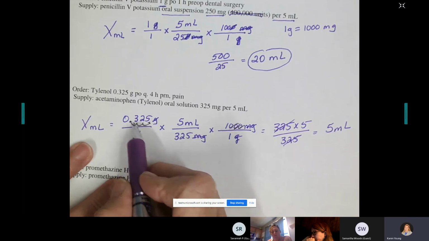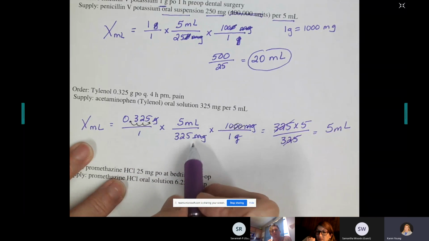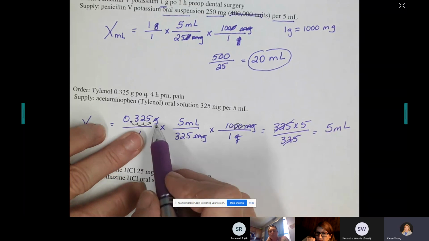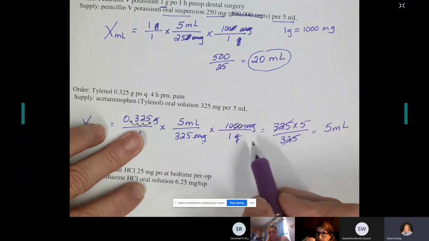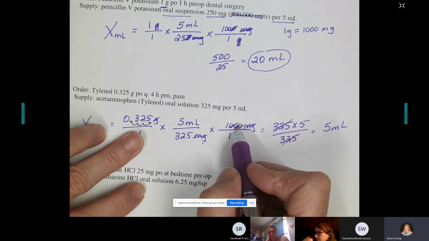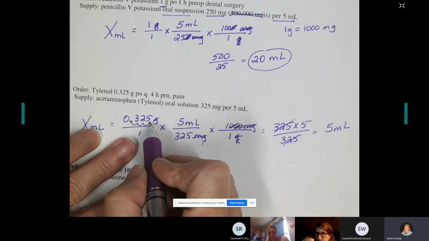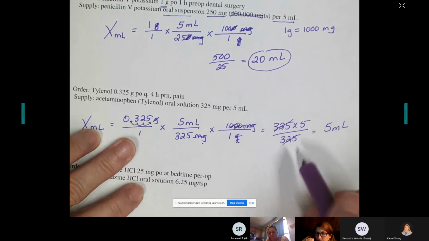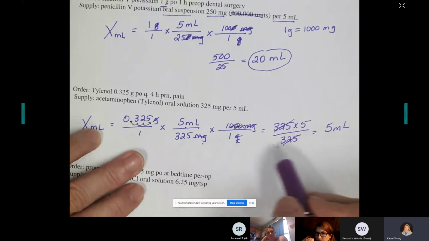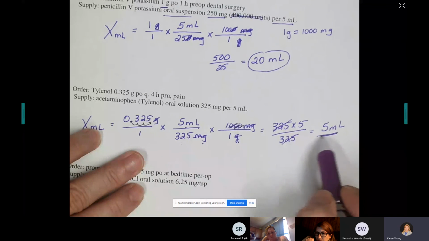Okay, so what I did, took my doctor's order, 0.325 grams times the 5 milliliters over 325 milligrams. I had to do my conversion since I was in grams and I need to be in milligrams. So I did 1,000 milligrams to grams, and I had 3 zeros here. So if I multiply 1,000 times 325, I'm just moving my decimal to the right 3 places because I have 3 zeros. So that gives me 325 times my 5 milliliters. And then I have 325 on bottom. So my 325s cancel and I'm left with just 5.